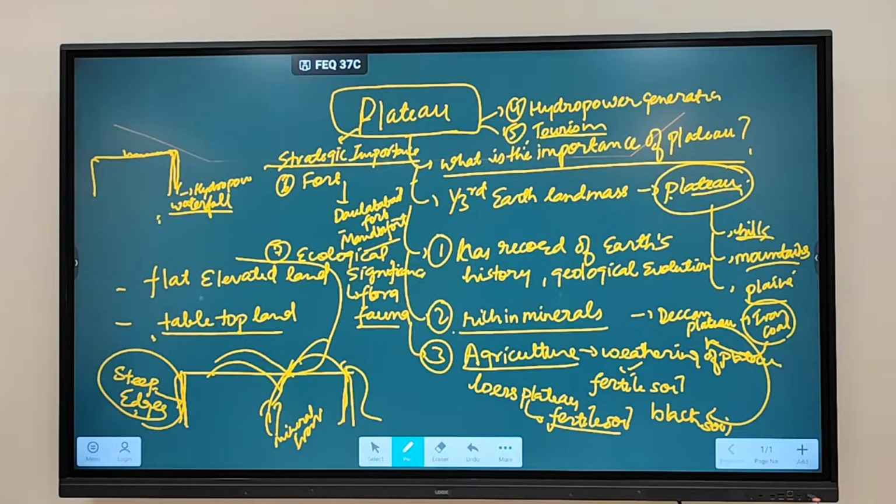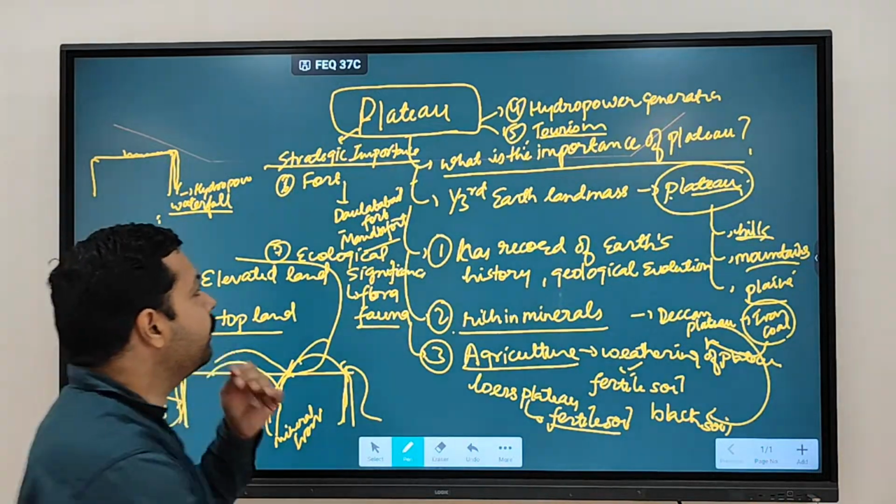That is okay. Also, the importance of plateaus. Clear? So it has a strategic importance. It also has cultural importance for tourism and so on. It can also be used for hydropower generation. It can be used for minerals. It can be used for agriculture. For a lot of purposes, you can use plateaus. Fine. So this is the reason plateaus are very important.